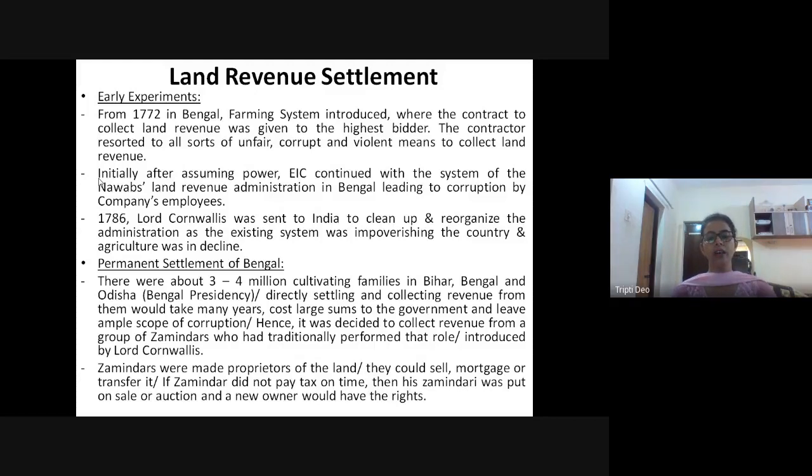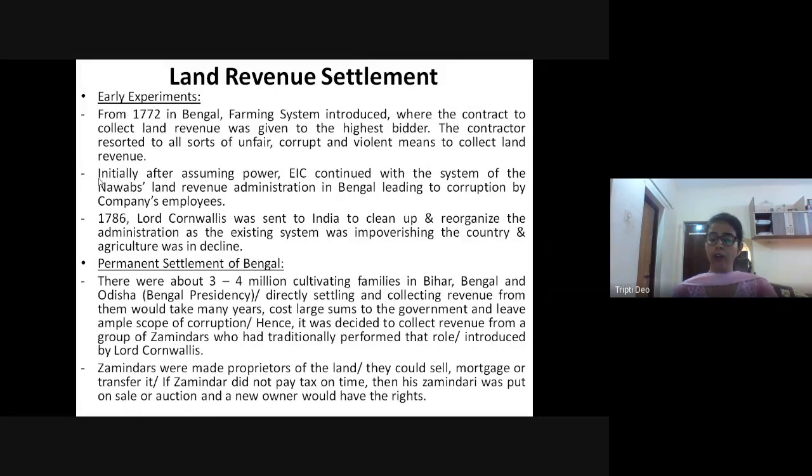So initially, after resuming power, the East India Company continued with the system of Nawab land revenue administration in Bengal, but that eventually led to corruption by the company's employees only. They did try to introduce the farming system and all, but Cornwallis was then sent to India from England to clean up and reorganize the administration, because there were systems of collection of land revenue, but they were very, very exploitative in nature, and Britishers were not getting anything out of it. Revenue was coming, but it was not reaching the British, and that was troubling Britishers.